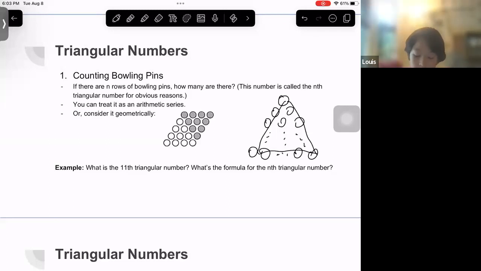You can also treat it as an arithmetic series, which is 1 plus 2 plus 3 plus all the way up to plus n, which is obviously an arithmetic series with common difference 1 and first term 1.